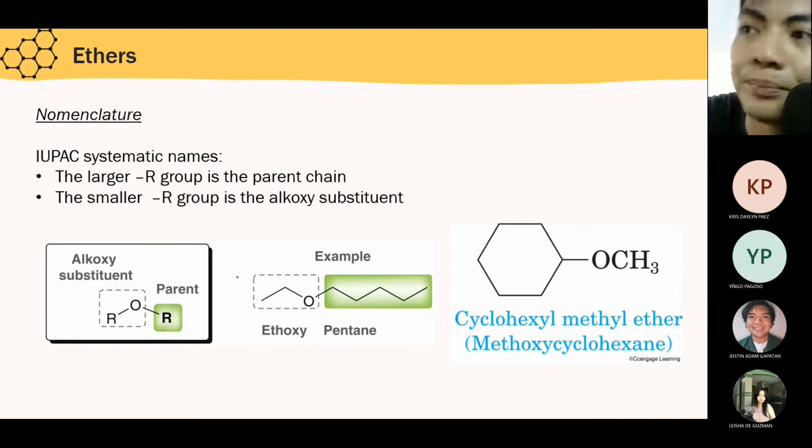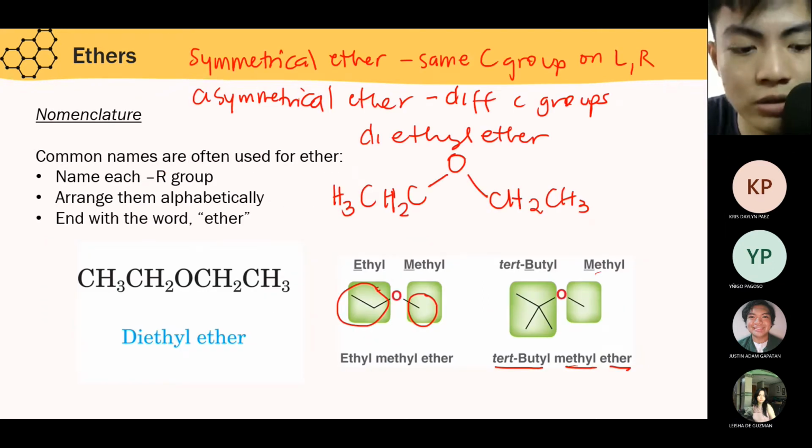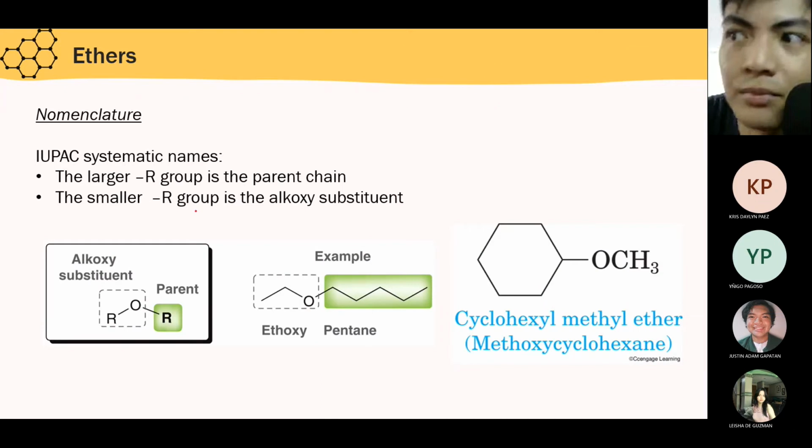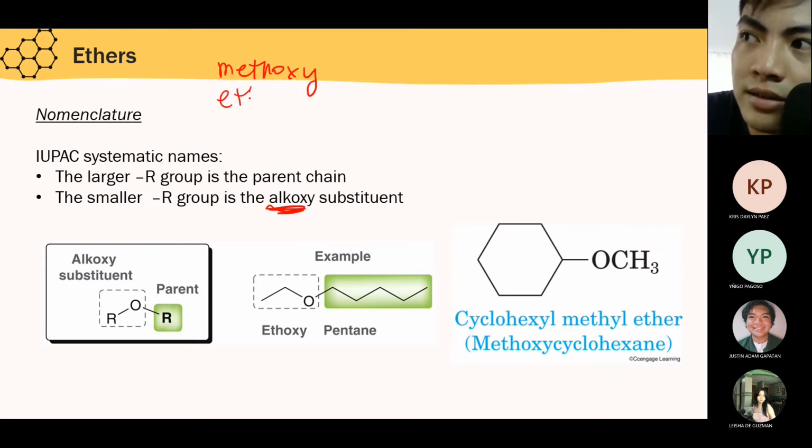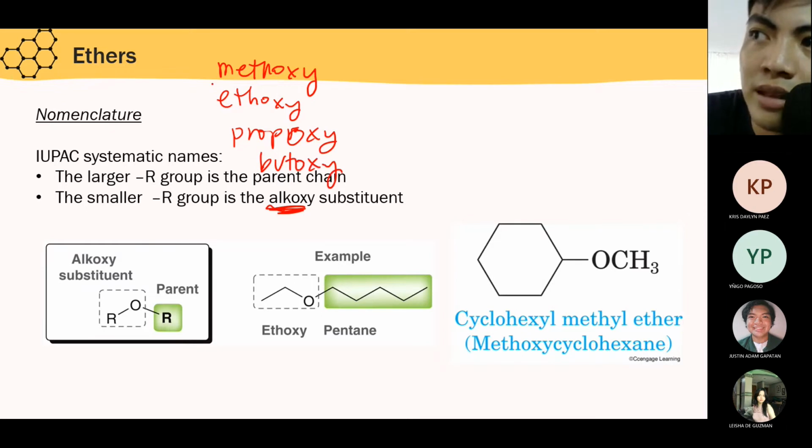So again, paano ulit? No? So ito medyo kakaiba siya sa kanina. Ito super dali lang, no? Kasi common name to eh. Pero for IUPAC name, ang parent chain mo ay yung larger R group. Pero yung smaller R group mo, yun yung alkoxy. What do we mean by alkoxy? Kasama niya si oxygen. Okay? So maraming tawag dyan. We can have methoxy, ethoxy, propoxy, butoxy, ayan. So methoxy, ibig sabihin CH3O.